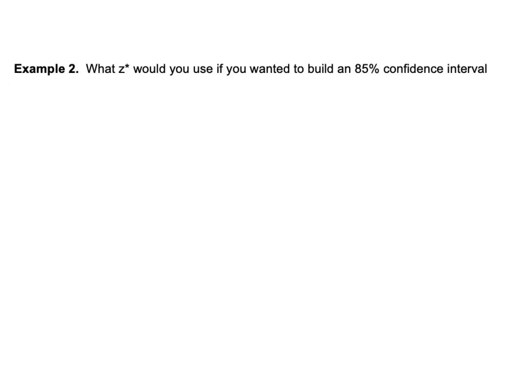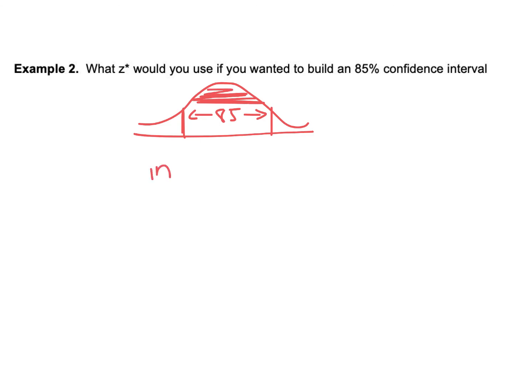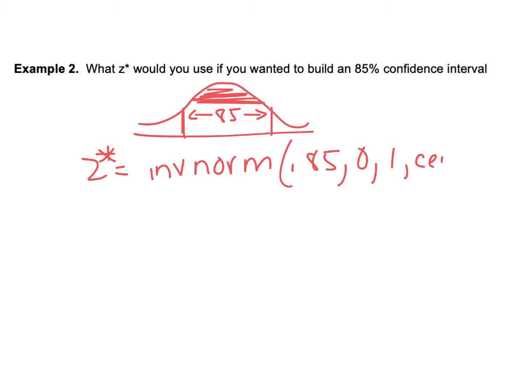Okay, so what I want you to do now, it says, what z-star or what critical value would you use if you wanted to build an 85% confident interval? So that means within the normal curve, you want 85% to be within here. So you're going to do z-star is equal to inverse norm, your area is 0.85, mu is 0, sigma is 1, and you're going to do the center. Go ahead, actually try it, see what you get. Hit pause when you're ready, or hit play when you're ready. I get 1.44.